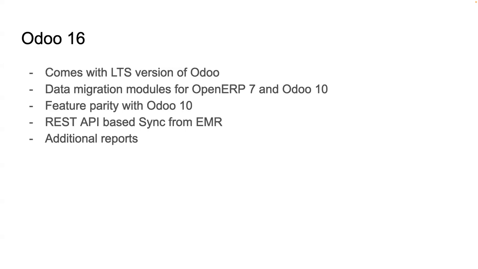All right. As I said, one of the biggest updates in this release is the upgrade to Odoo 16. It comes with Odoo 16 LTS support. We have data migration modules for OpenERP, not all sorts. I'll ask Mohan to provide a few details on this. Primarily, we have looked into bringing feature parity with Odoo 10. So whatever the typical integrations were, would already be there.